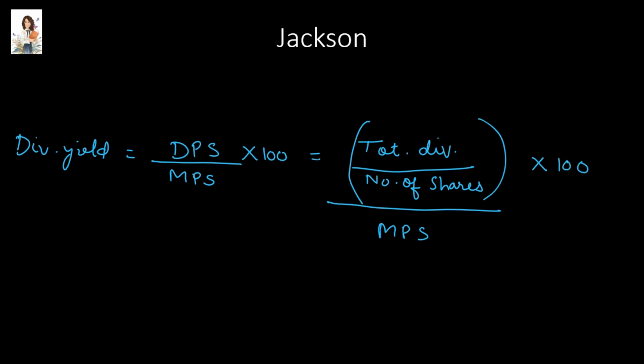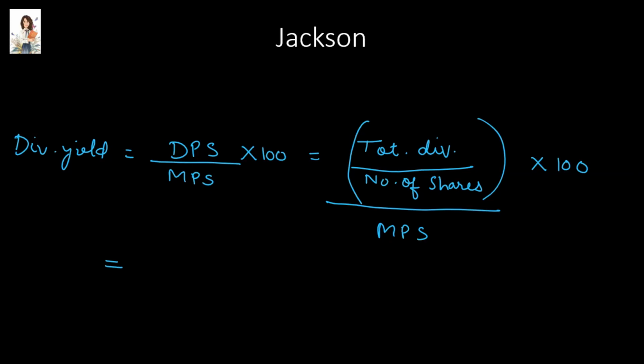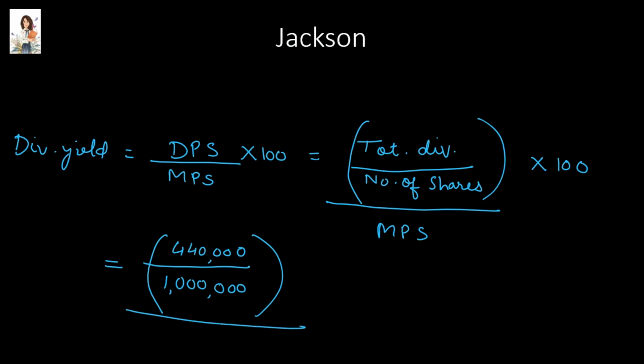Let us find out the figures from the question. The total dividends paid in the year amounted to $440,000. The total shares which have been issued by the company are 1 million shares, and the market value of one share is given to be $5.6. So that makes our calculation $440,000 upon 1 million shares. This is the numerator, divided by the market price per share, that is 5.6, multiply it by 100.